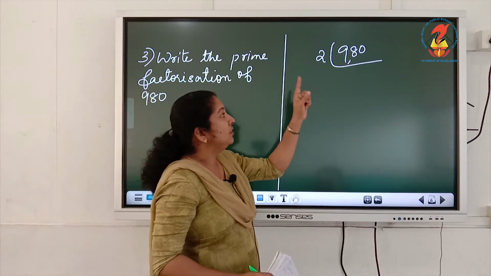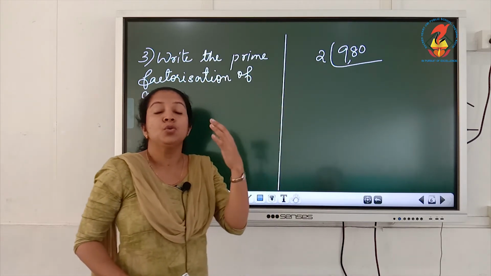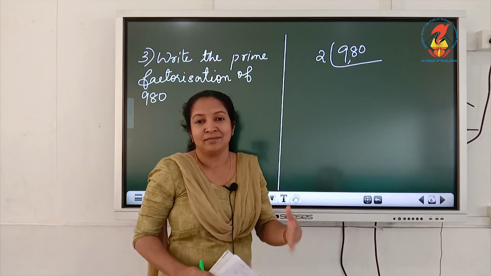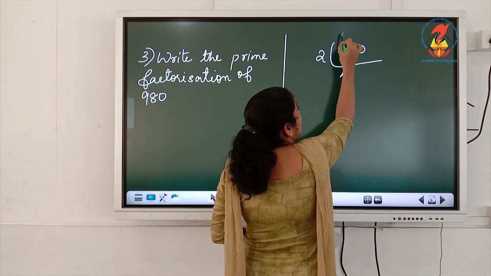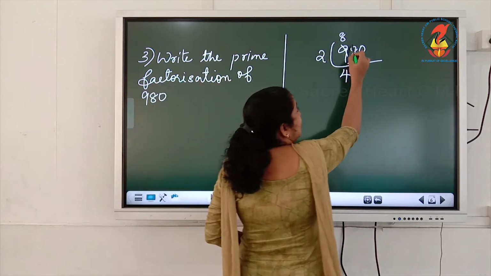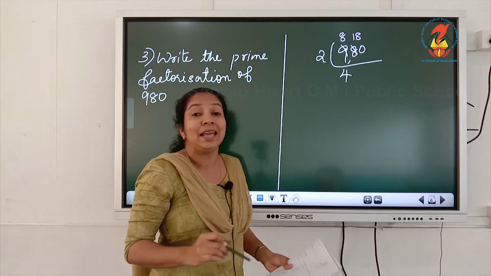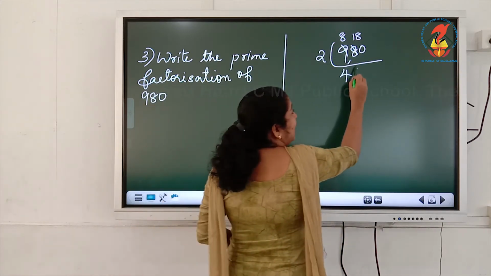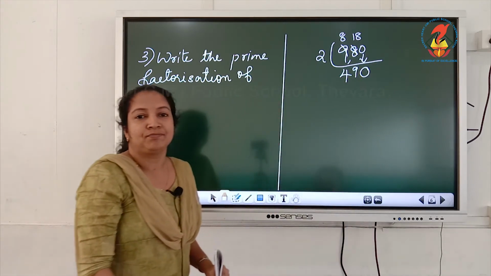So I have to take the digits one by one. The first digit which I am taking is 9. So how many 2's in 9? 4 2's are 8. So we are taking only 8. The remaining 1 should go along with this 8, so it becomes 18. So how many 2's in 18? 9. And we are not using the 0, so we have to write it as it is.